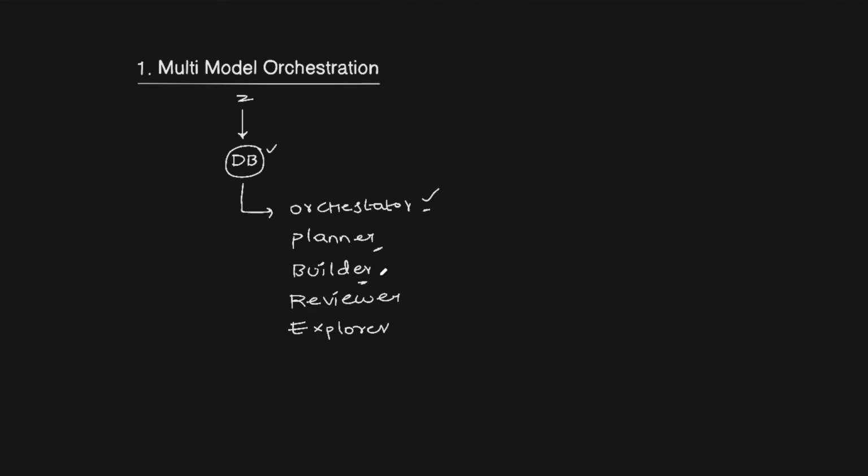Builder is responsible for the actual code implementation. Once orchestrator and planner are done, it implements the code. Then reviewer, as you can understand, reviews the code that is implemented, and explorer makes sure the code base, it runs the scans, it makes sure everything is secure.